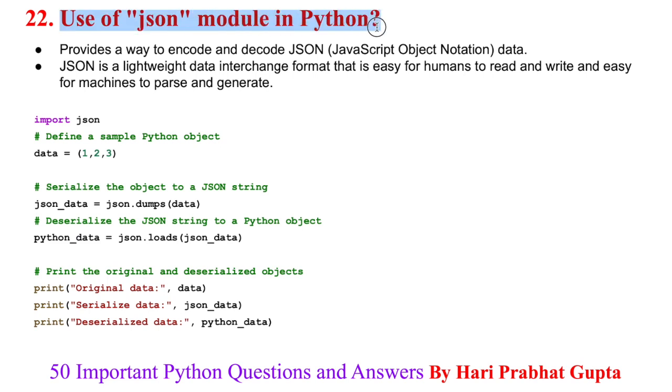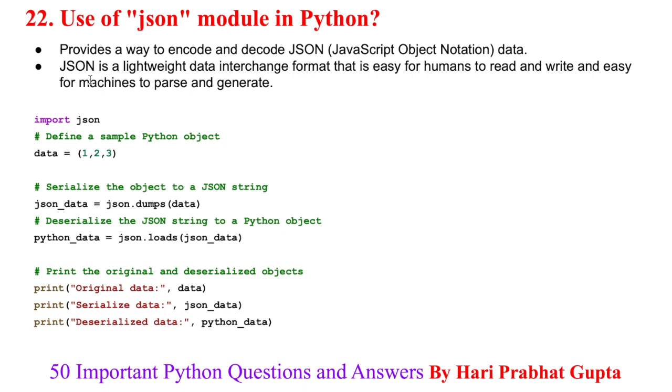How to use the JSON module in Python programming? The JSON module in Python is used for encoding and decoding JSON, JavaScript Object Notation, data. JSON is a lightweight data interchange format that is easy for humans to read and write and easy for machines to parse and generate.